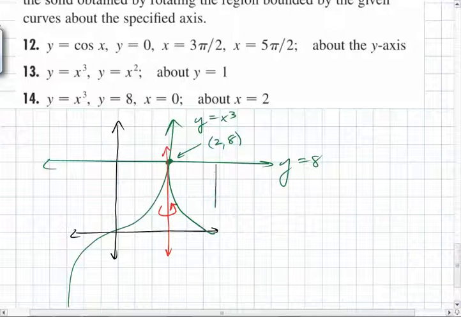So here we go. I did a decent curve there. There it is. There's your two sides. Now, here's your choice. Do you want to do washers or shells? Which one do you want to do?